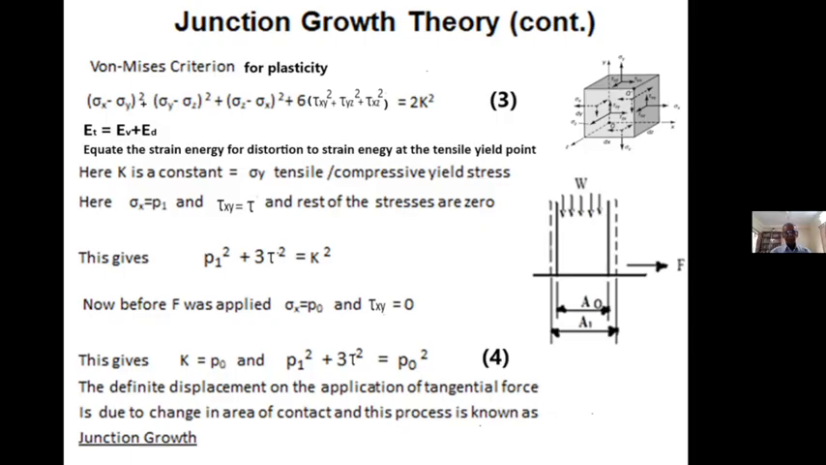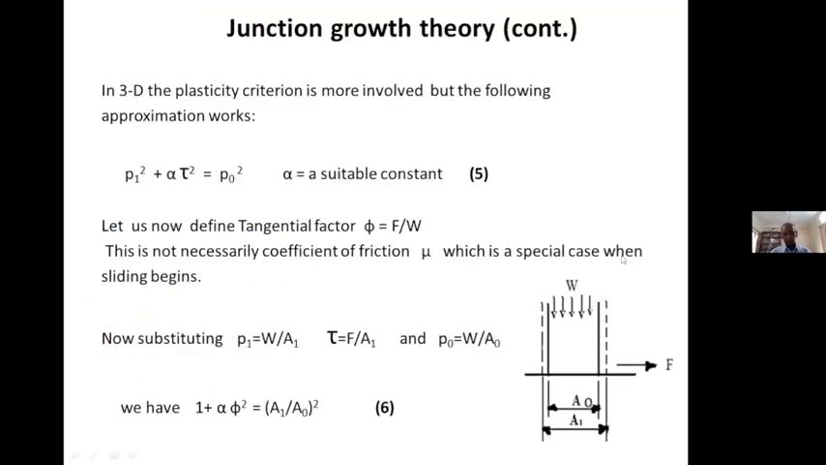So we take equation 3 as it is, and we say that K is nothing but the compressive or tensile yield stress. Then again, we are considering mostly ductile material. And this plasticity condition of von Mises is usually well suited for ductile materials.